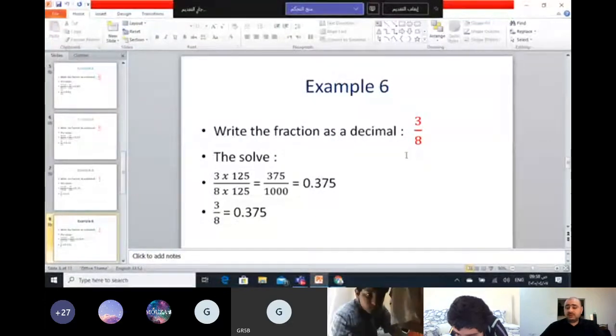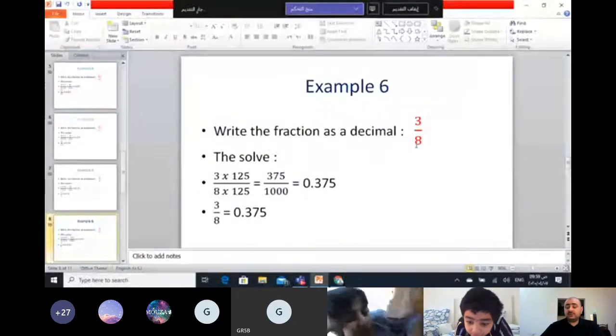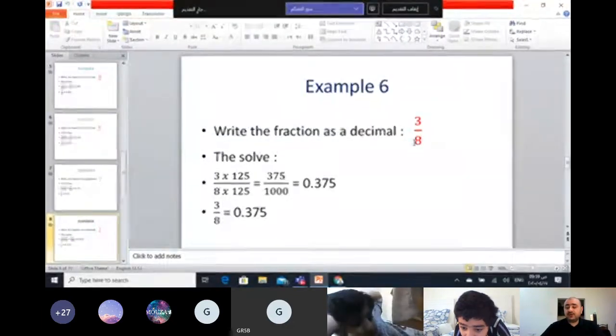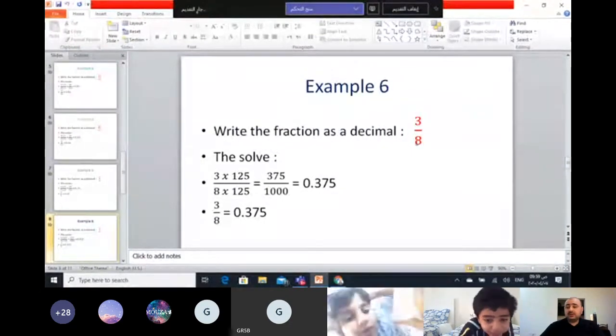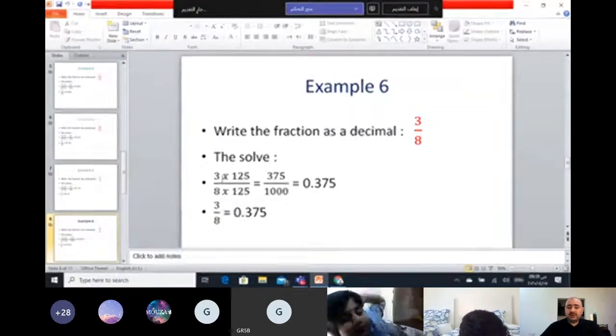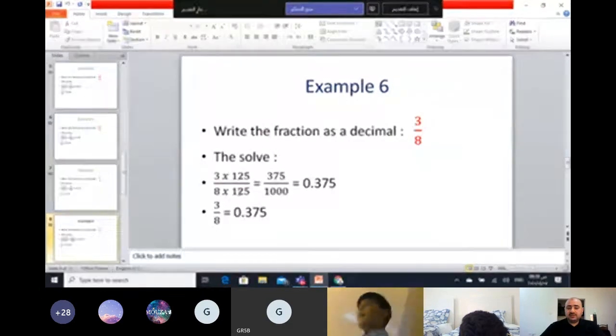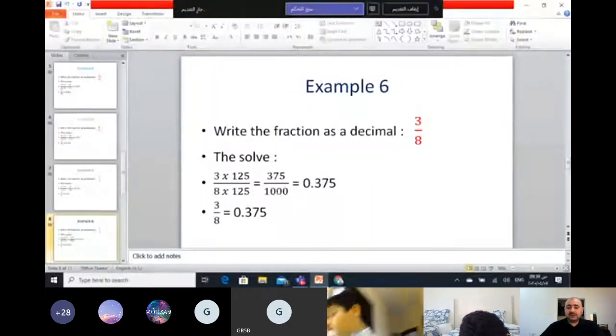Think which number multiplied by 8 equals 10, we don't have. Which number multiplied by 8 equals 100, we don't have. Which number multiplied by 8 equals 1000? You can divide 1000 by 8, you will find 125. So I can multiply 3 and 8 by 125. So I can write here 3 multiplied by 125, then 8 multiplied by 125. Now 3 multiplied by 125 will be 375, and 8 multiplied by 125 will be 1000.